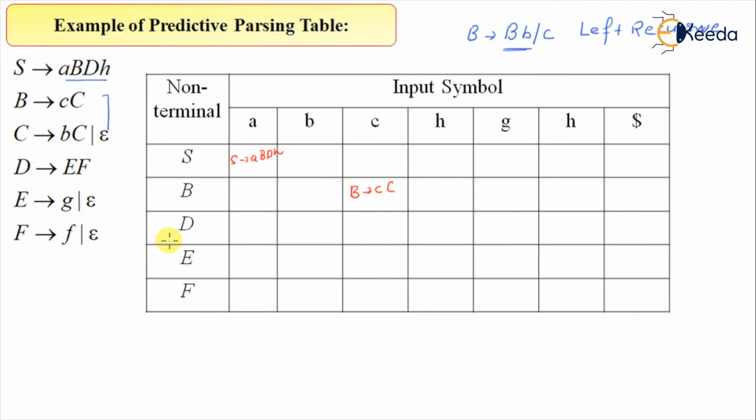We don't have a C column, so how do we manage that? Let me put a column over here. Let me write this column over here.